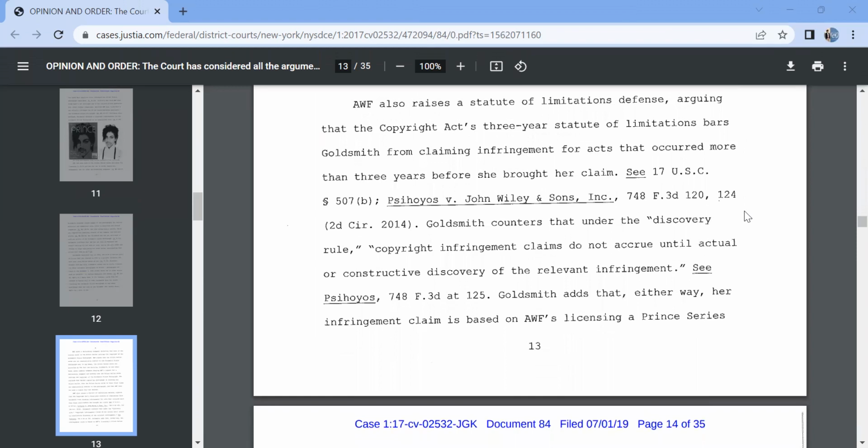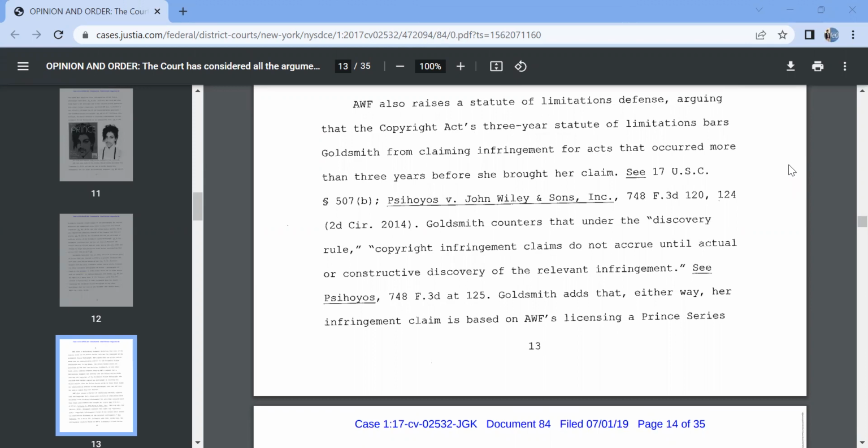AF also raises a statute of limitations defense. AF contends that the Copyright Act's three-year statute of limitations bars Goldsmith from claiming infringement for acts that occurred more than three years before she brought her claim.